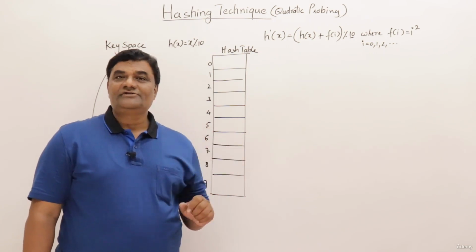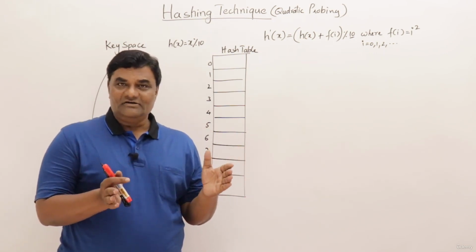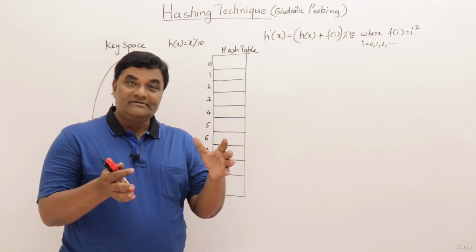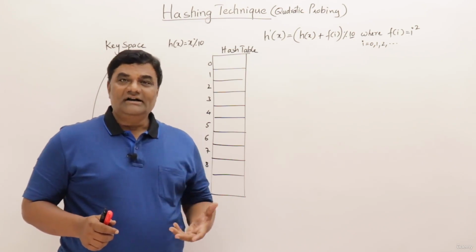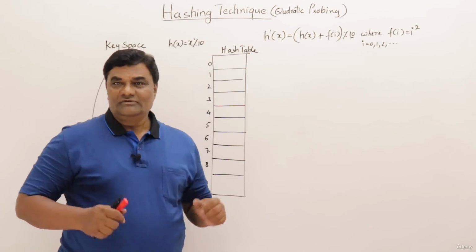So in the previous video we saw linear probing. In linear probing there was a problem of clustering of elements, or primary clustering. That group of elements were forming a single block. So to avoid that, we have introduced quadratic probing. So let us learn about this one.